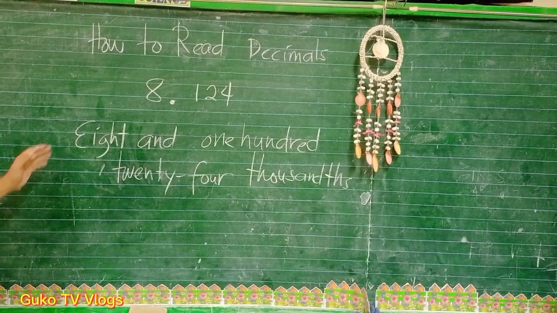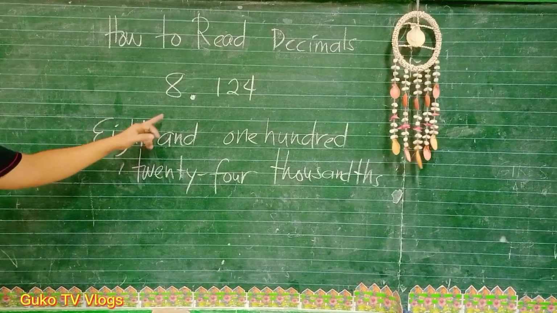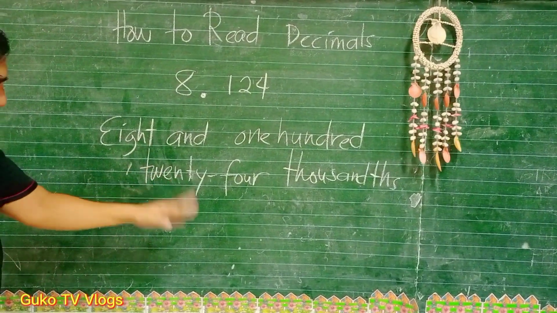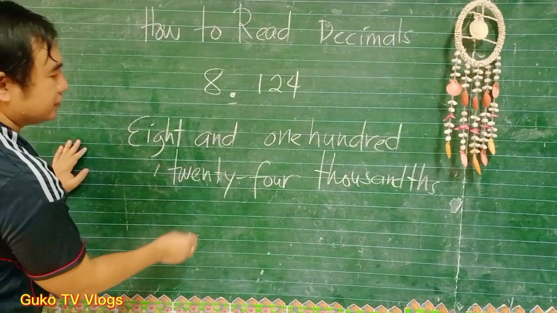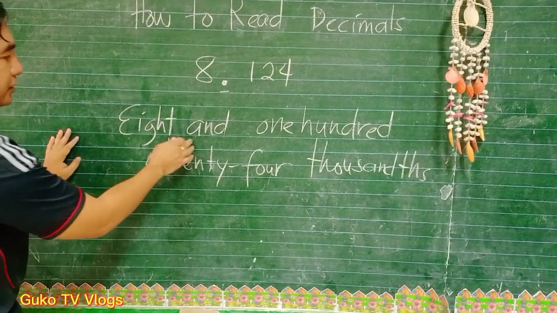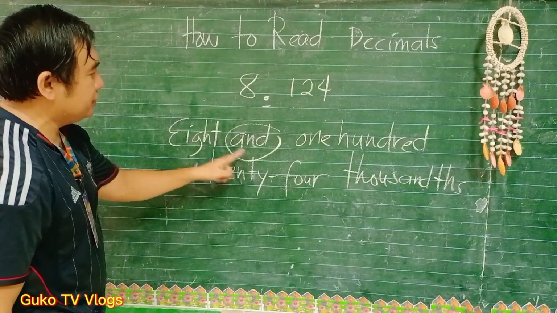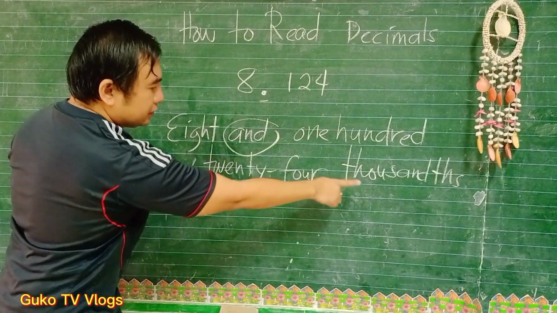Now, let's learn how to read decimals. So I have here an example. This is 8 and 124 thousandths. So as you can observe, the decimal point is read as "and". So again, the decimal point is read as "and". So 8 and 124 thousandths.